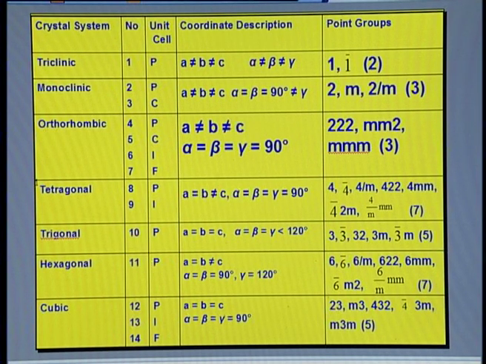angular relationships, and what are the point groups associated with this particular crystal system are also listed there in the last column. If you concentrate on the point groups, for the triclinic system you have 2 point groups, monoclinic 3, orthorhombic 3, tetragonal 7, trigonal 5, hexagonal 7, and cubic 5. So, if you add up all these point groups, they come to 32.